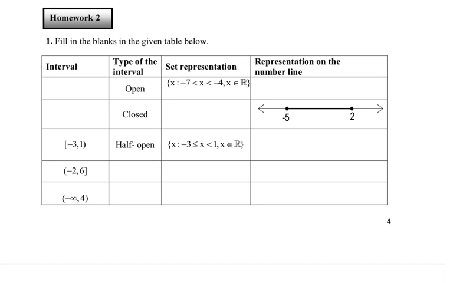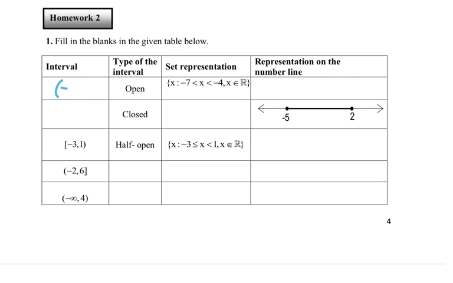Okay, in homework 2 we're going to look at some intervals here. In the first row we can see we've got an open interval, and this section here says that x is between -7 and -4. The thing we should pay careful attention to is this symbol. It shows that the value is not included. So to show that the value is not included, we should use an open bracket, like so.